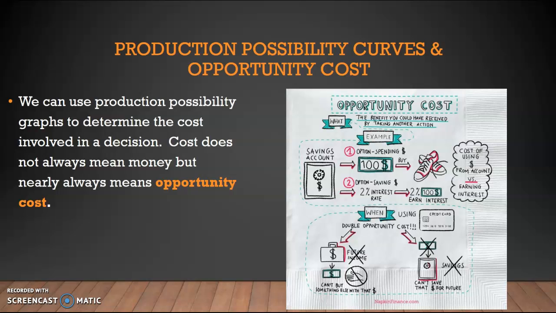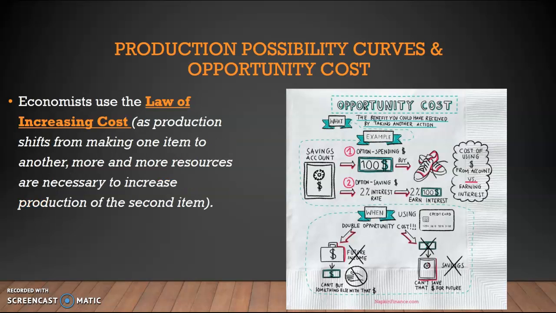So we can use this PPC or these PPFs to determine the cost involved in a decision, which is opportunity cost, which I went over in a previous presentation we talked about in class. Of course, like we said, cost doesn't always mean money. It could just mean opportunity cost. So you giving up one option in place of another. It's the cost of your decision.